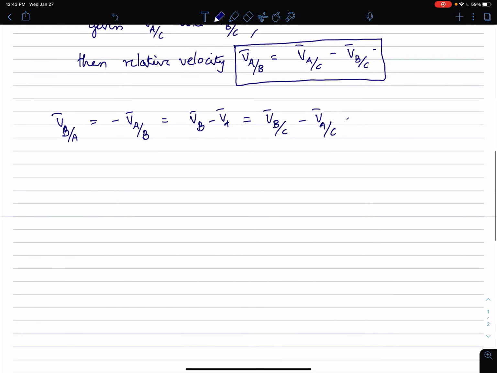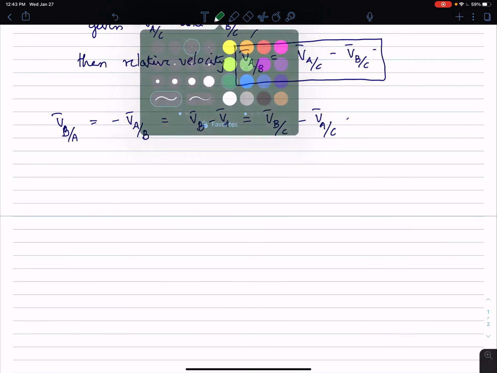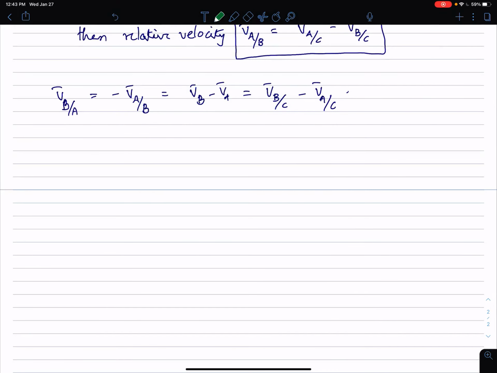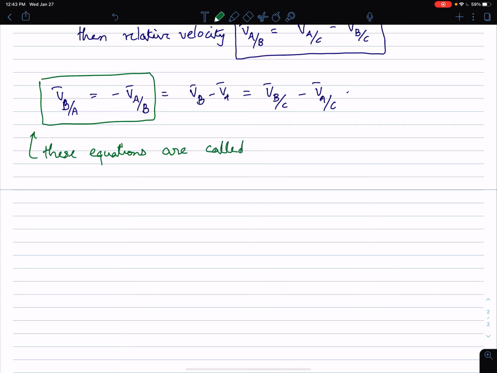These equations constitute what is called the Galilean theory of relativity. So I'll put a box around this as well. These equations are called Galilean relativity. This name, of course, comes from the Italian scientist Galileo, from I guess the late 1500s and early 1600s.